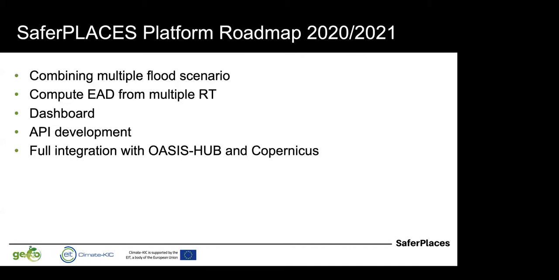The roadmap of the development in the next year will be to combine also multiple flood scenarios, so to give the possibility to simulate, for example, combined pluvial and fluvial, pluvial and coastal, something combining multiple sources of scenario together. And we will develop the dashboard, and also we are working on an API development, and also we are trying an integration with the Oasis Hub and the Copernicus data.